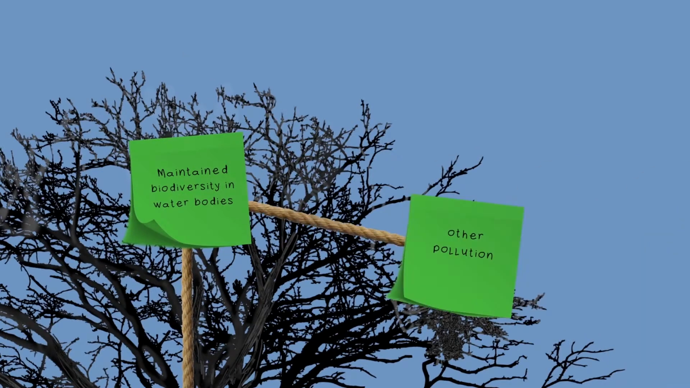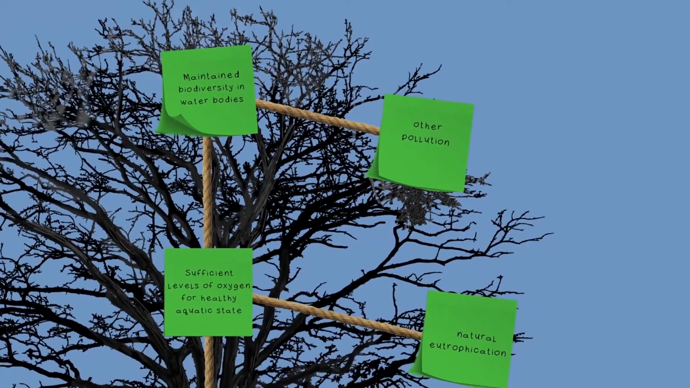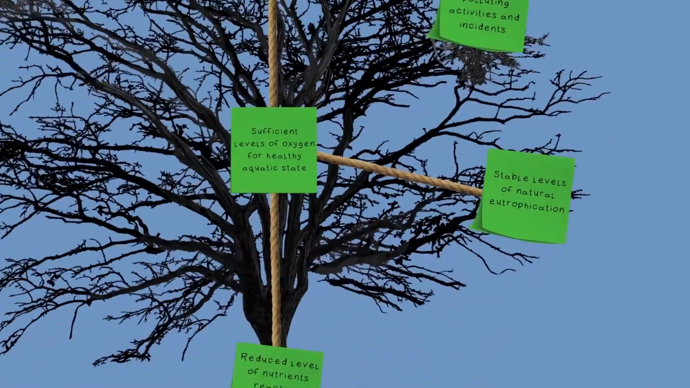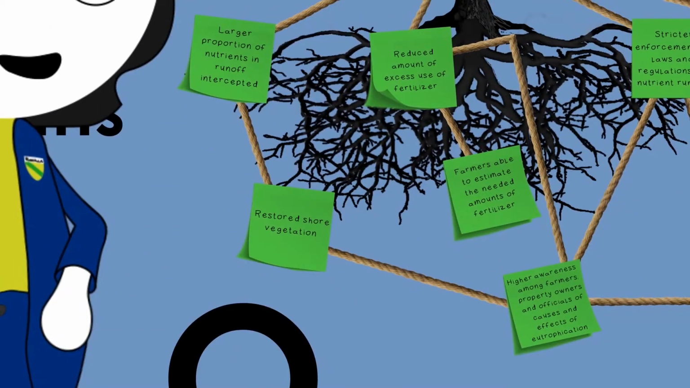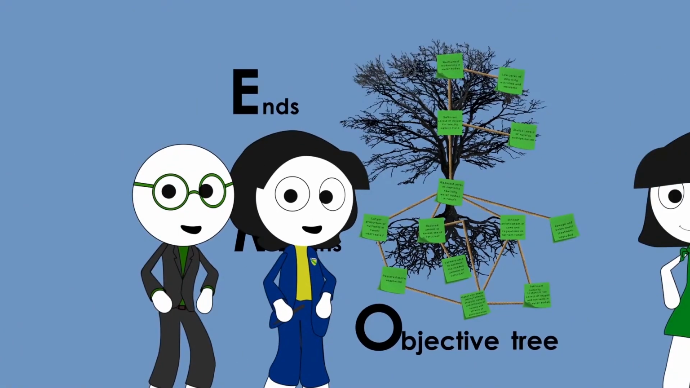For instance, biodiversity also requires other forms of pollution to be under control. The same goes for natural eutrophication, which plays a role. And so our partners consolidate the analysis carried out at the stage of problem analysis and add a number of objectives that are also relevant for aquatic quality and biodiversity.